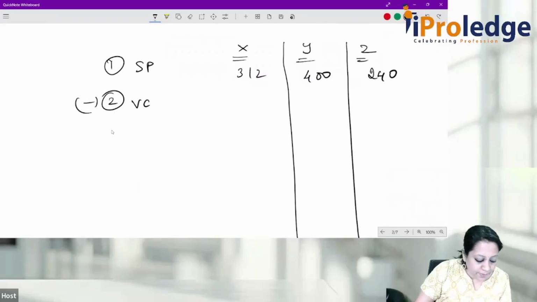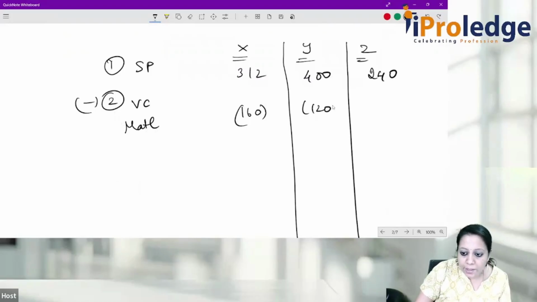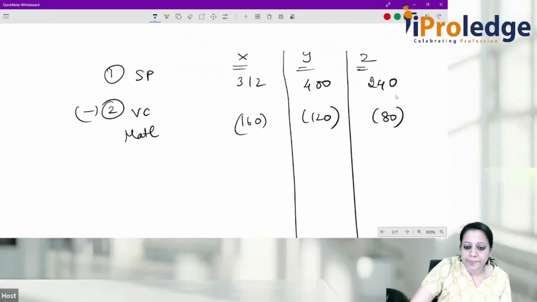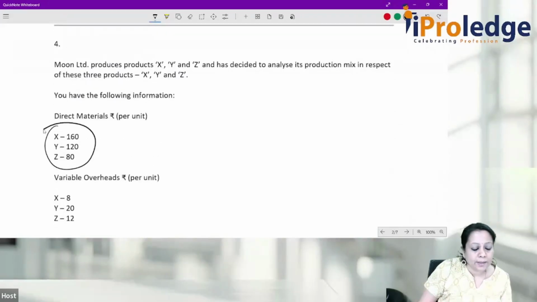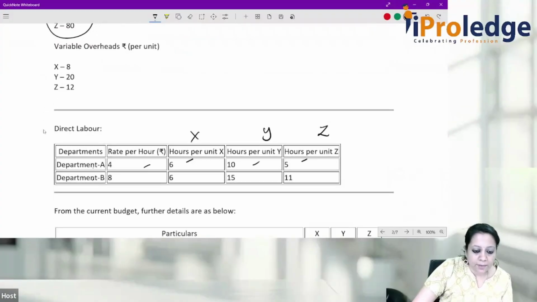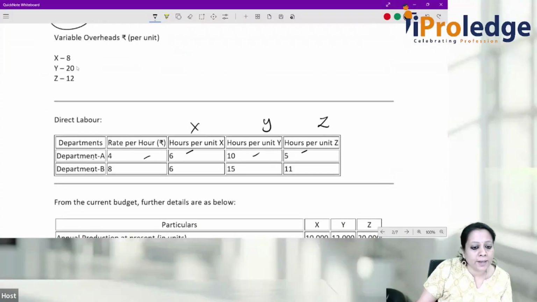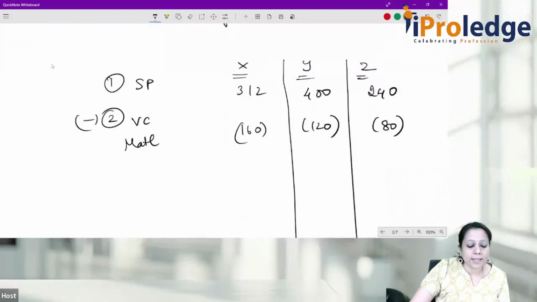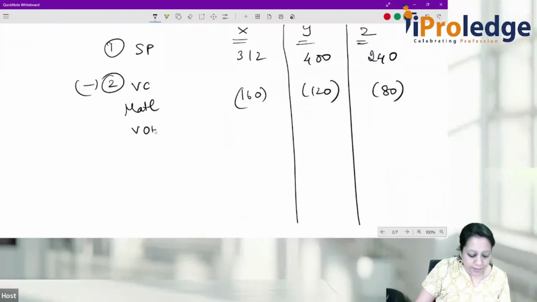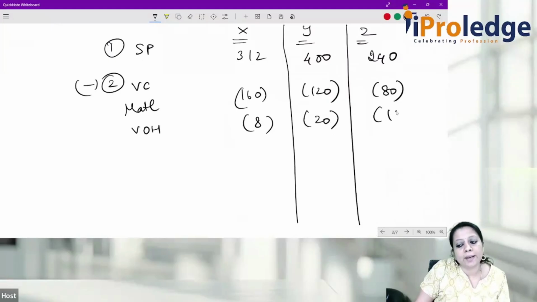minus variable cost. So variable cost only, first you will have material. Material is going to be 160, 120, and 80. Then we can do variable overheads if you want to come in the order of the question. Ideally, direct material, direct labor we'll take. We'll go in the order of the question so that we don't miss any item. Variable overheads is going to be 8, 20, and 12. Am I correct, students?